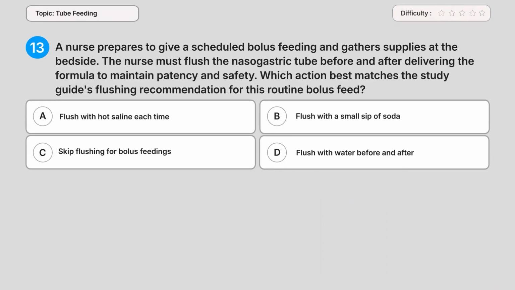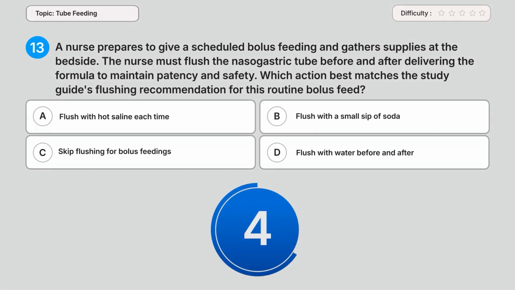Question 13. A nurse prepares to give a scheduled bolus feeding and gathers supplies at the bedside. The nurse must flush the nasogastric tube before and after delivering the formula to maintain patency and safety. Which action best matches the study guide's flushing recommendation for this routine bolus feed? A. Flush with hot saline each time. B. Flush with a small sip of soda. C. Skip flushing for bolus feedings. D. Flush with water before and after.